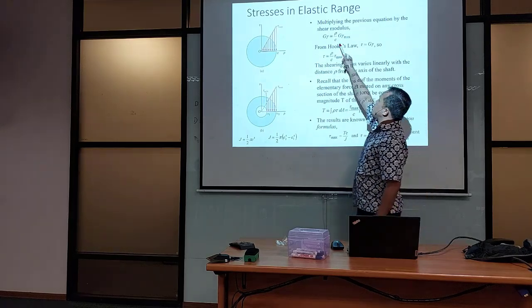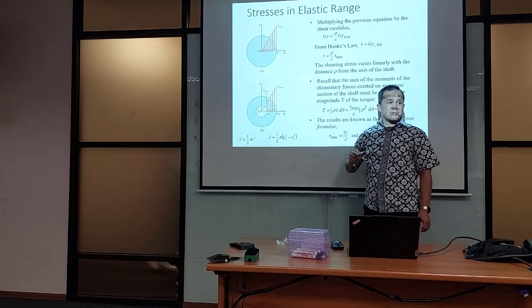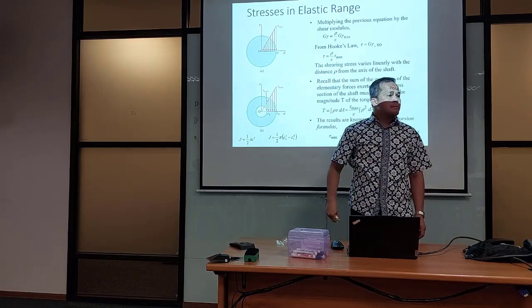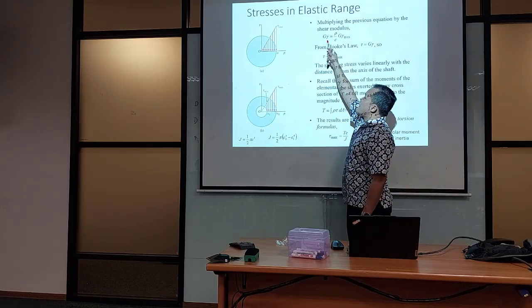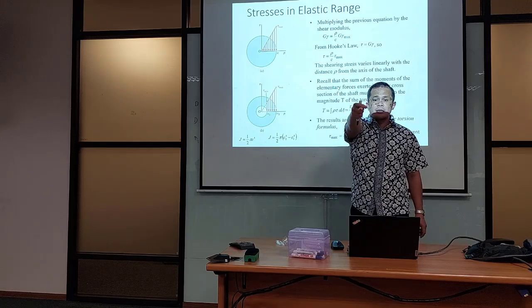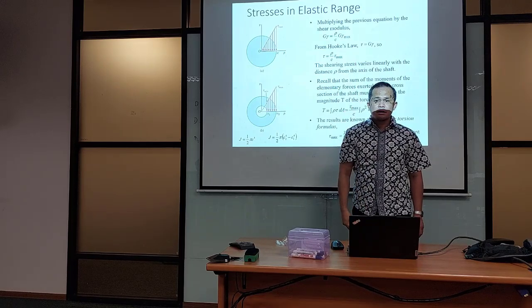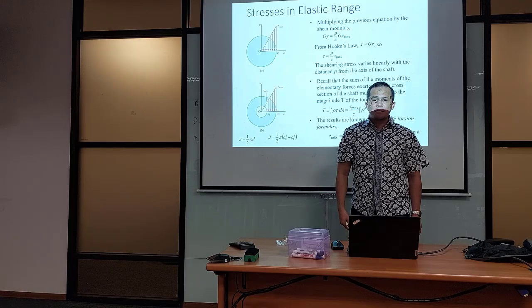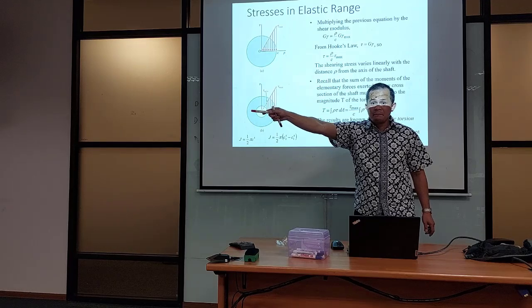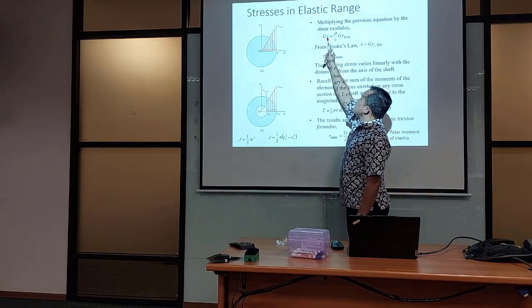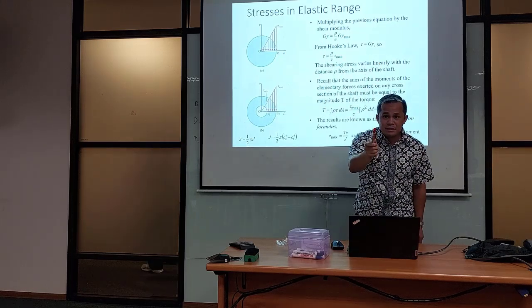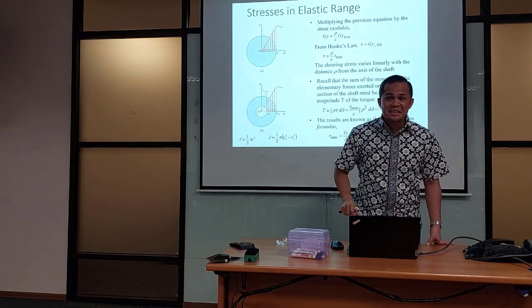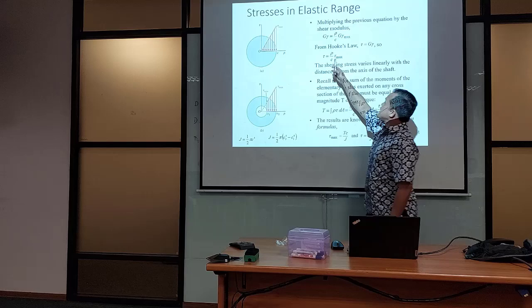Now we multiply this relationship with G. Stephen, what is G again? Shear modulus. You multiply the shearing strain with G, and it becomes tau. Strain times G, G is the shear modulus, becomes tau. What is tau? Shear stress. So this is shear stress.